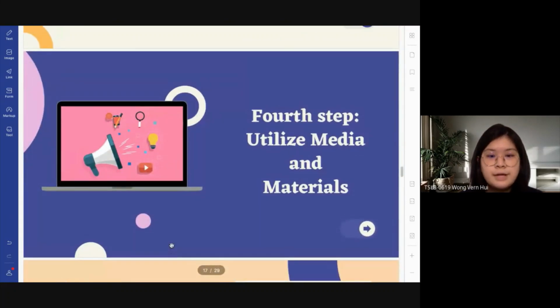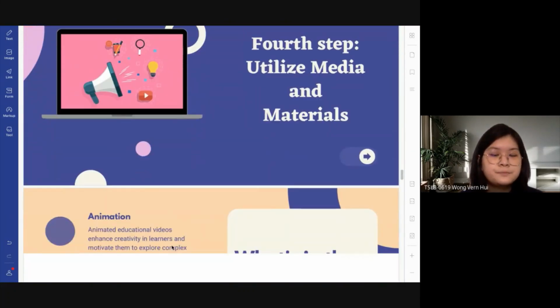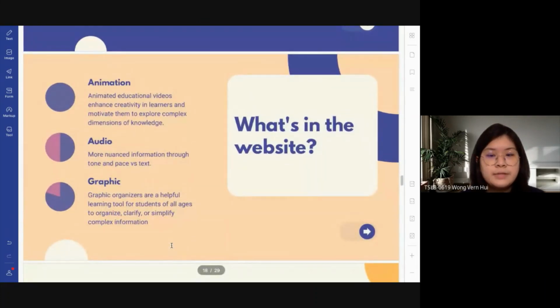Now moving on to the fourth step, utilize media and materials. What's in the website? In the website we have included many different kinds of media and materials. There are many animation, audio, and graphic. Animated educational videos enhance creativity in learners and motivate them to explore complex dimensions of knowledge. Through animation, complex ideas are broken down into simpler topics, and it's easier for learners to understand and grasp meaning. Audio conveys more nuanced information through tone and pace versus text.